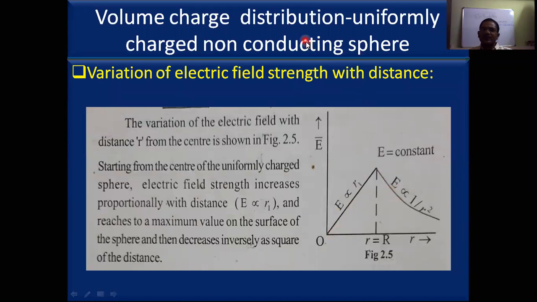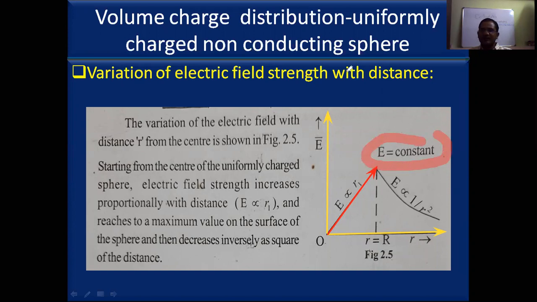Here the graph is drawn between the distance versus electric field strength. At the center, field strength is 0. As we are moving from center to the surface, field strength increases linearly up to the surface. So here E is maximum, that equals 1 by 4 pi epsilon naught Q by capital R square.